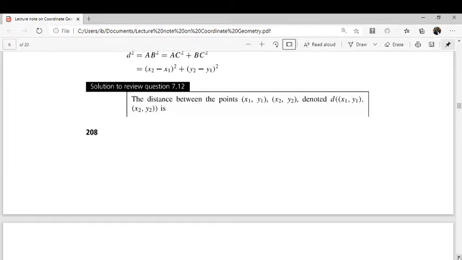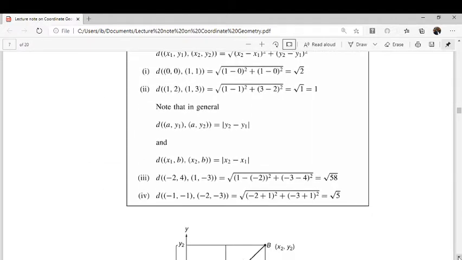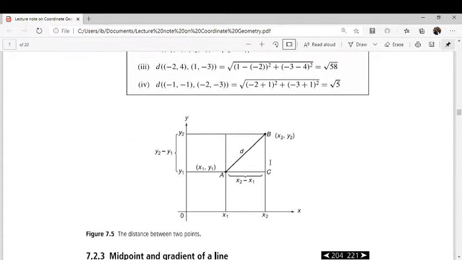What are the two points on a line? Let me go back to this. Look at this line. This is an example of a coordinate system. This is x, this is y. You have done that in graphs. Now you have two points, A and B. How do I get the distance between A and B? The distance between A and B is D.